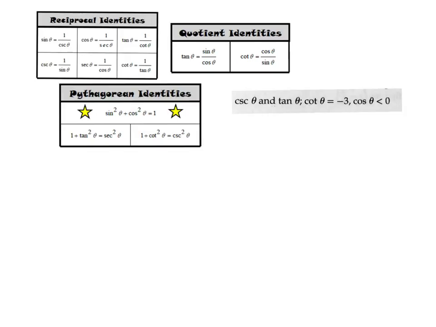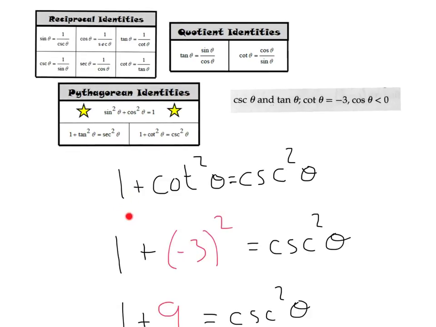Alright, you got to give the people what they want. Here we want to find cosecant theta and tangent theta. We know cotangent theta equals -3 and cosine theta is less than 0. Let's start again with our Pythagorean. We know cotangent theta equals -3, so let's use the Pythagorean with cotangent. This one right here. Starting off, we have 1 plus cotangent squared theta equals cosecant squared theta. Substituting in for cotangent, we'll get 1 plus -3 squared equals cosecant squared theta.